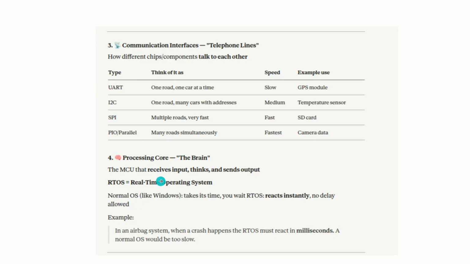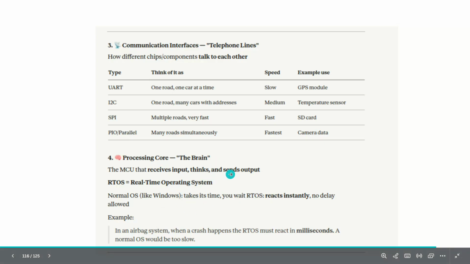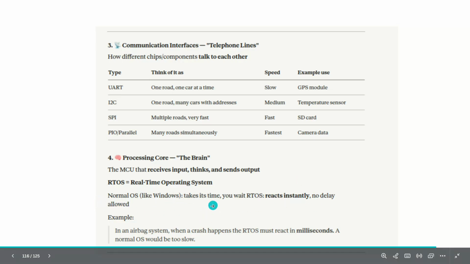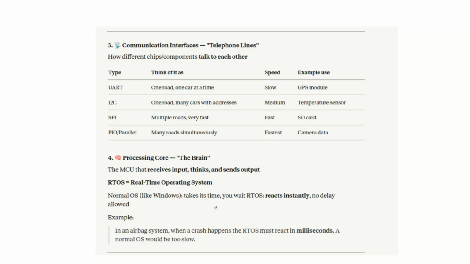Now the processing core is the brain or the heart that basically does everything. The MCU receives the input, processes it, and then sends the output. It is like a real-time operating system. A normal OS takes its time, you wait, but an RTOS reacts instantly. When you are sensing temperature and all, it has to react very instantly, right? It cannot take time, otherwise the temperature would change. A normal OS would take time, but our processing core has a real-time operating system in it.